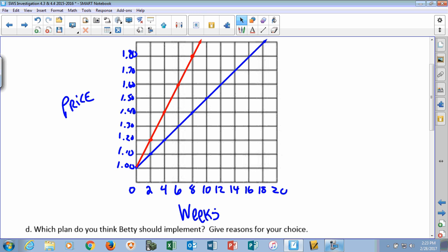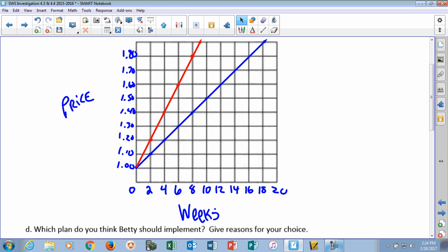So using this visual, I'm going to have you have a short little conversation with question D. Now this is strictly an opinion because there's really no right or wrong answer, but it says, which plan do you think Betty should implement, and give reasons for your choice? So remember, way back in the story, she talked about she needed to up her cost of the cookie because she doesn't make a profit anymore, but she didn't want to do it too fast because she didn't want to lose customers, but her goal was to get to $1.80.